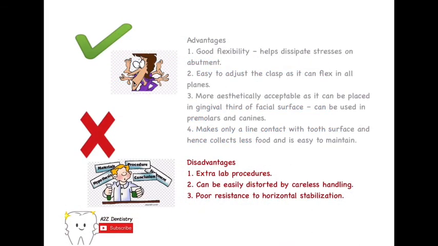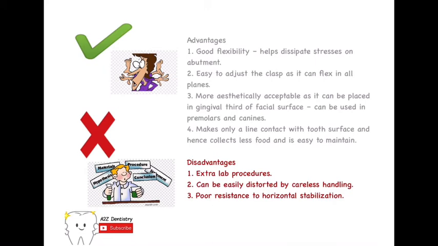Okay, so what are the advantages? See, the first advantage is the flexibility, right? It helps to dissipate stresses on the abutment. Okay, it is obviously easy to adjust because it can flex. See, I have put up this picture, the lady is flexing. Likewise, our wrought wire clasp can flex very easily, therefore it will minimize the stresses on our abutment, right? It is more aesthetically acceptable, because it can be placed on the gingival thirds, right? And it makes only a line contact with the tooth surface, therefore the chances of food accumulation, caries and periodontal problems are less, right?